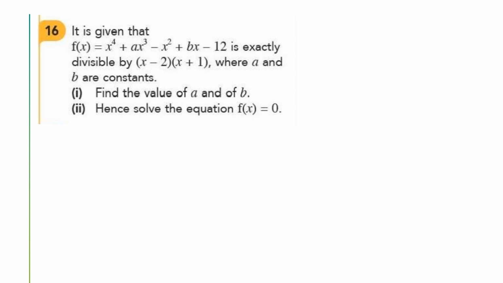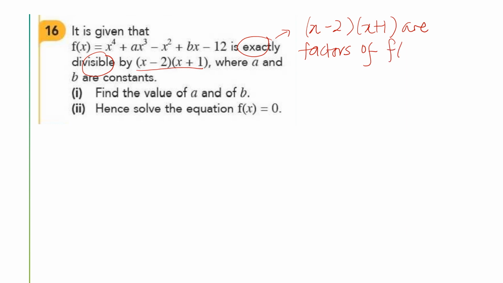So you're given f of x is exactly divisible by these two linear factors here. When something is exactly divisible by another thing, it means that the remainder is 0, right? Using the factor theorem, that means x minus 2 and x plus 1 are factors of f of x.